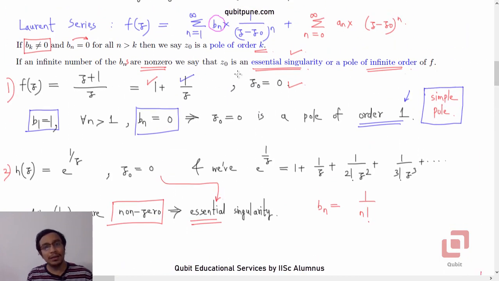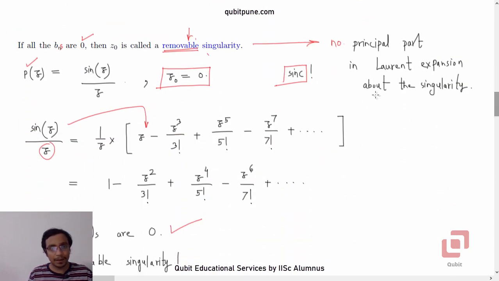In the essential singularity, let me put it this way: there may be some bn's which are 0, but an infinite number of bn's must be non-zero. For example, if b1 is 0 and all other bn's are non-zero, it will still be called an essential singularity. But for a removable singularity, all bn's should be equal to 0, and we have seen an example of that.